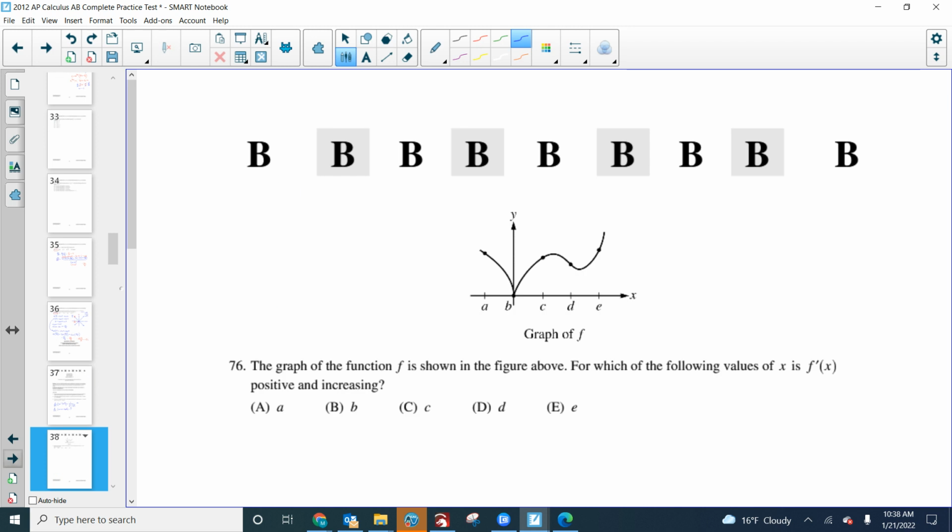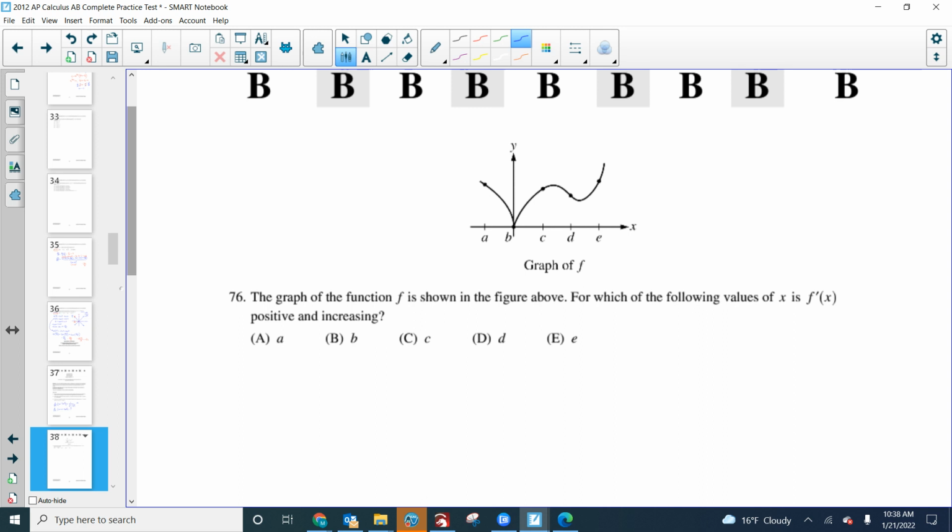76, you guys nailed it. You guys did awesome on this. Here's what I will say. This type of problem is all over the newer AP tests that I've seen. I call this the visual first derivative test-ish. They'll give you variations of it, okay?